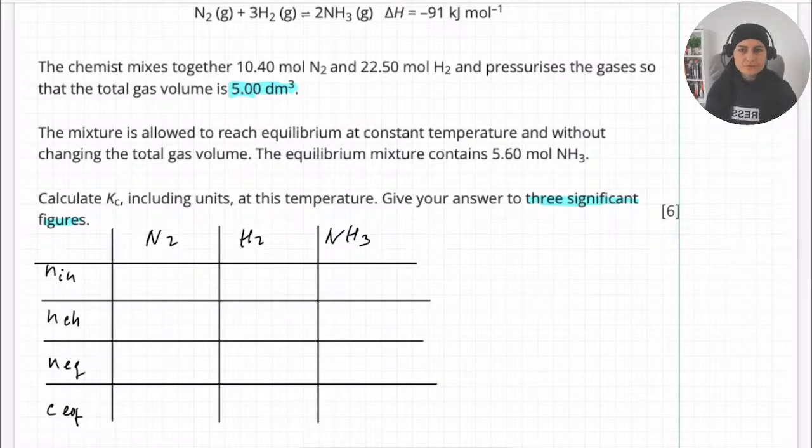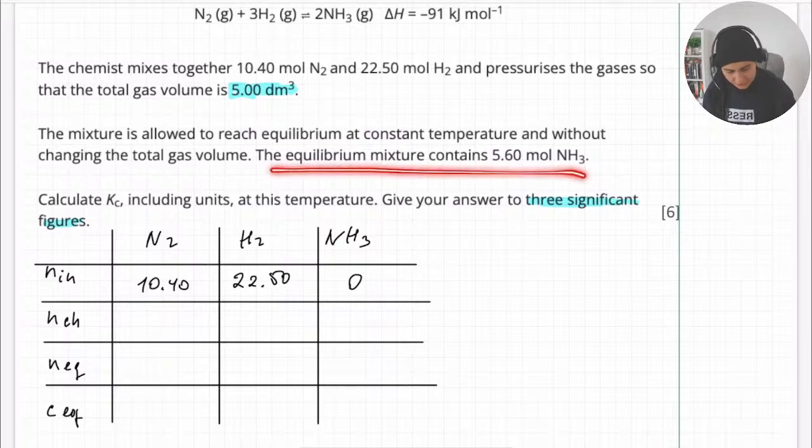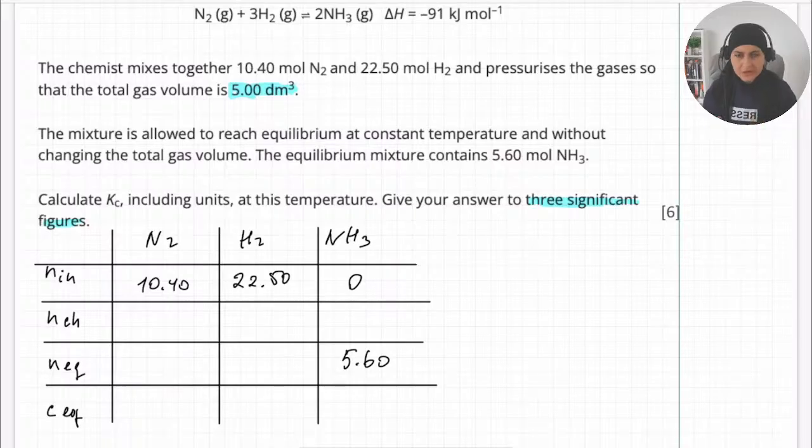Okay, now let's fill it in based on the text. So what do we know? We know that the chemist mixes together 10.40 moles of N2, 22.50 hydrogen. Again, NH3 is not mentioned except for moles at equilibrium, right? It wasn't mentioned in the initial mixture, so we assume it's 0. And then we know that the equilibrium mixture contains 5.60 moles of NH3. From the column where you know both initial and equilibrium moles, we find the change, so it's plus 5.60.